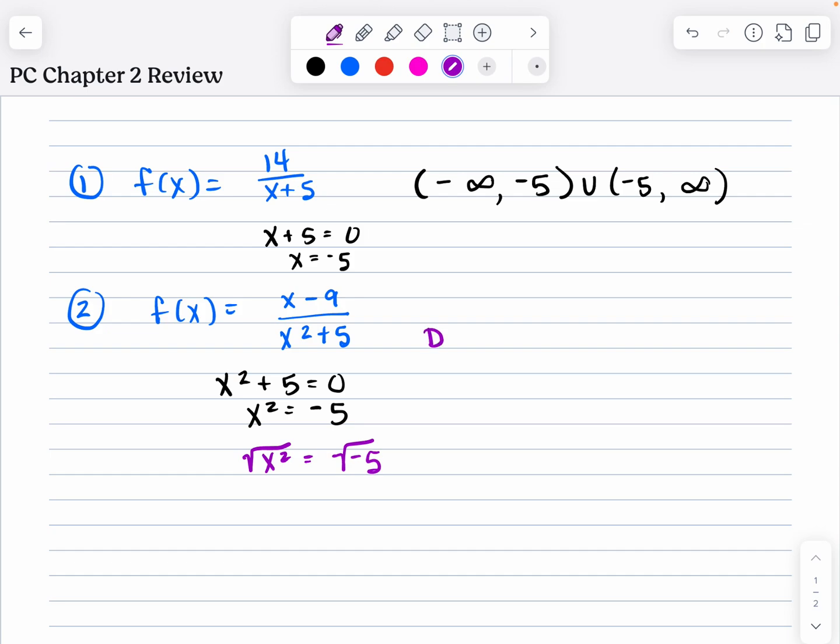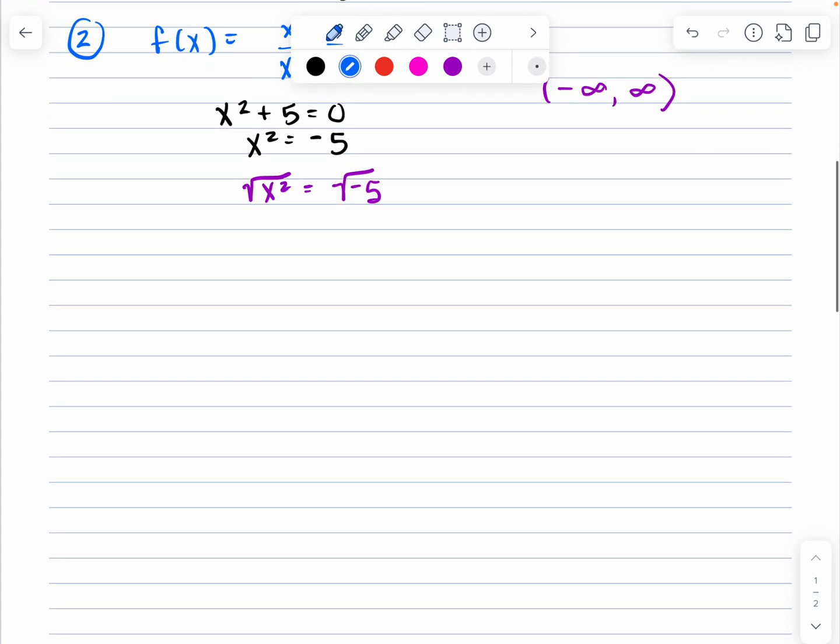So the domain on this one would be all real numbers, or if you want to state it in interval notation, it would be negative infinity to positive infinity. That's number two. Number three, one more of these.